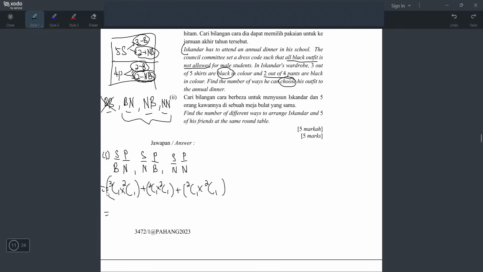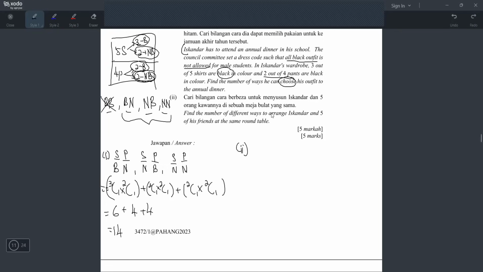Okay, now it's time to press the calculator. This one will be 6. This one will be 4, because 2 times 2C1 is 2. So 2 times 2 is 4. And then 2 times 2 is also 4. And then add everything together, you get 14. Yeah. So this is how you do it. Okay, let's continue with the second question.